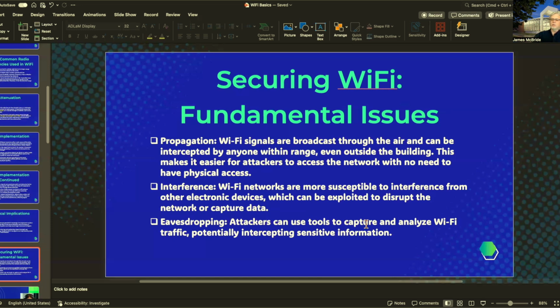Attackers can use tools to analyze the Wi-Fi traffic, potentially intercepting sensitive information. And that comes back to the propagation, right? It's going all over the place, so they can eavesdrop better on that.